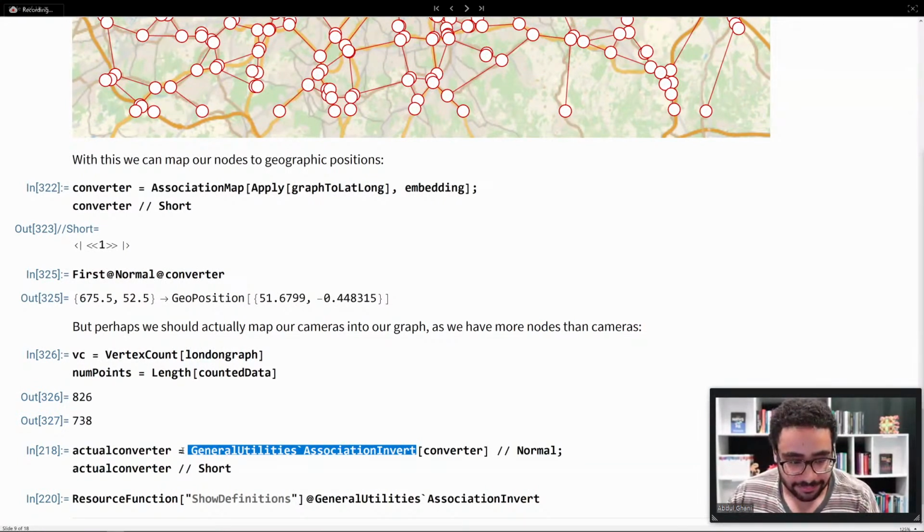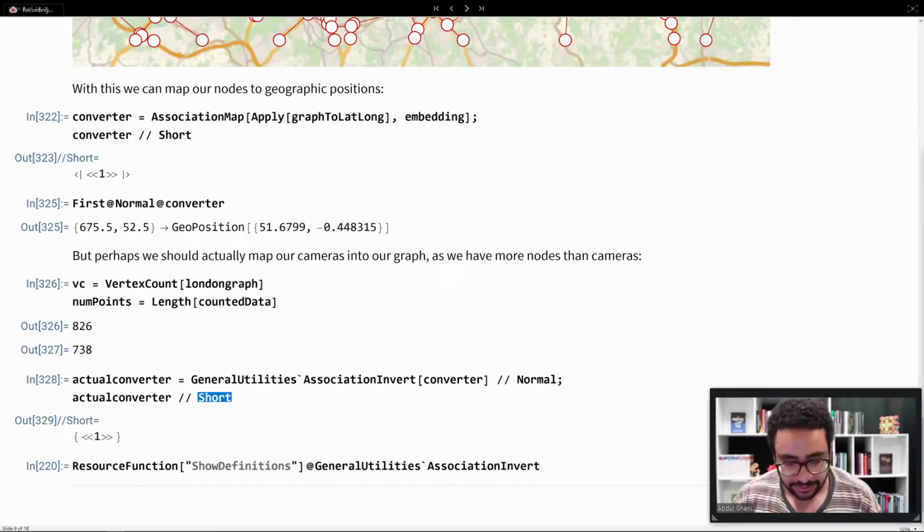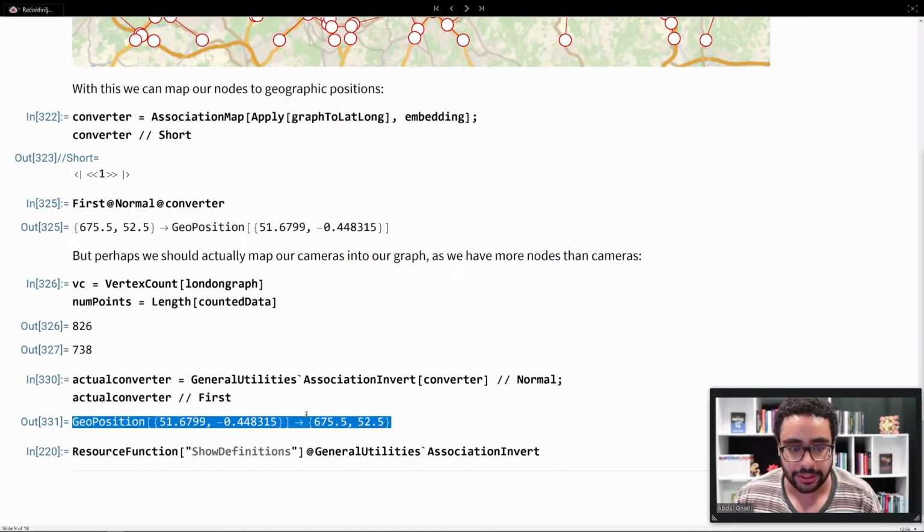Yeah, we can invert our association. So now basically we just flip our arrows. Let's just take the first one. We flip our arrows, so now our cameras are pointing to our Cartesian locations.